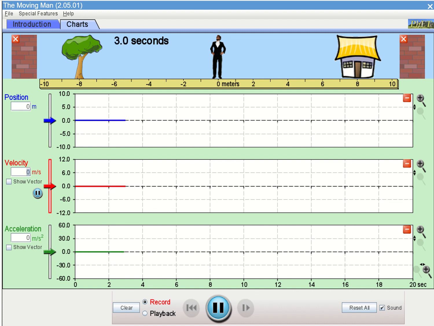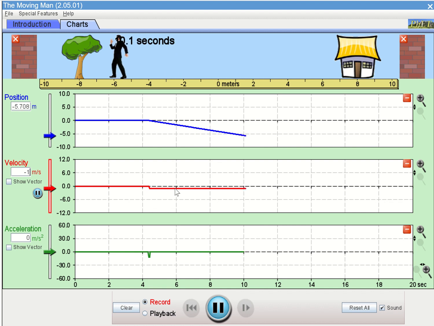And I can make this -1. And when I hit enter, you're going to see him move to the left. And what you'll notice is that I'm going to start from the origin, and I'm going to move further and further away from the origin at a constant velocity. So the slope here is constant, and that's reflected in our velocity trace. So this is just a straight horizontal line at the -1 meter per second mark. And so that'll go until he hits that wall over there.